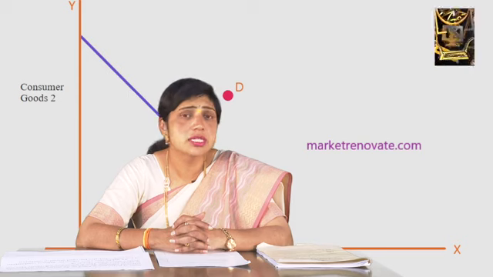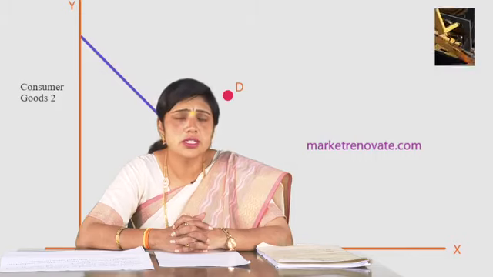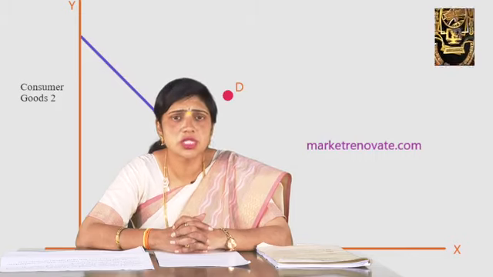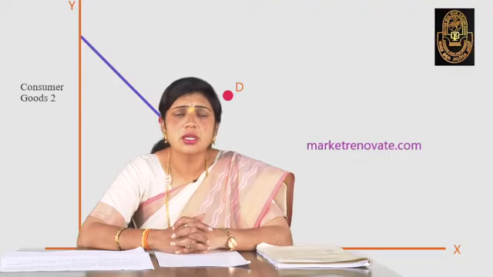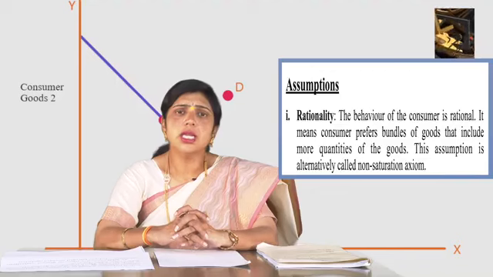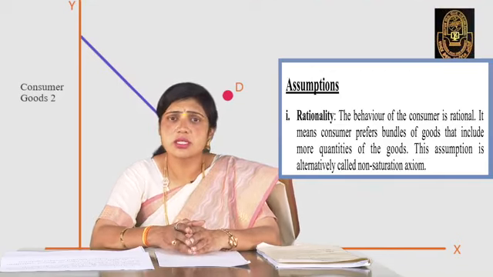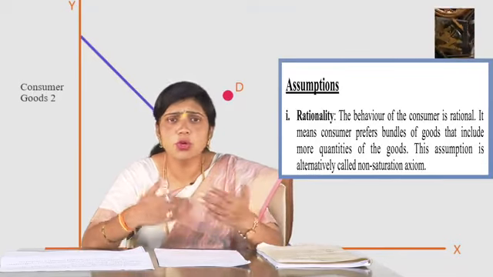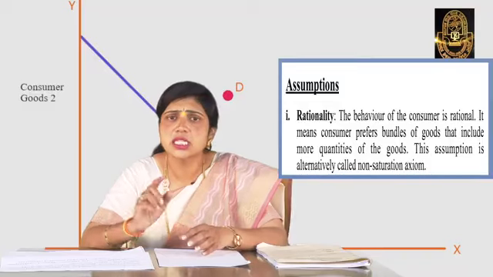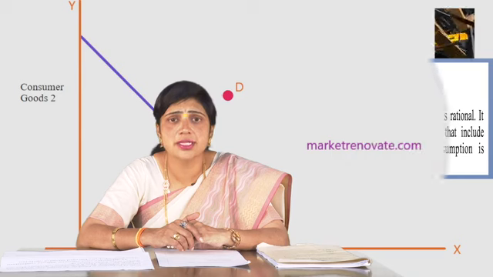The revealed preference theory was put forward in 1938. Since then, the literature in this field has proliferated. There are some assumptions made in this theory. Important assumptions are: first, rationality. The consumer's behavior is rational. It means the consumer prefers bundles of goods that include more quantities of goods. This assumption is alternatively called the non-saturation axiom.